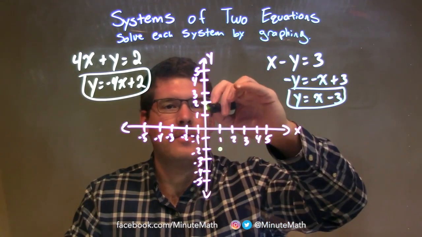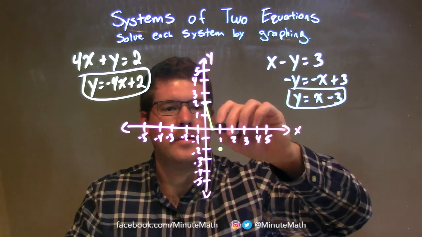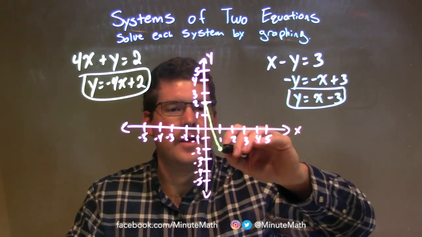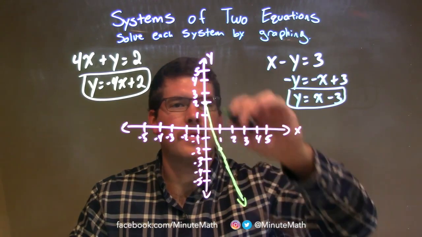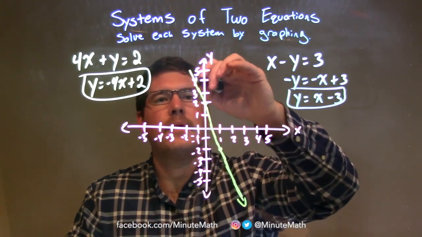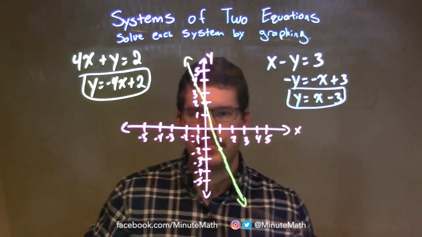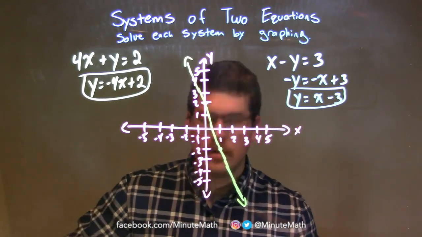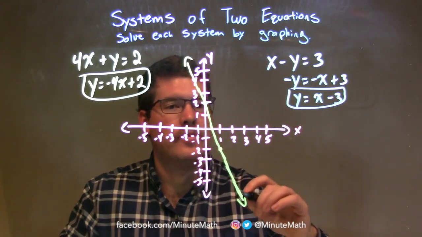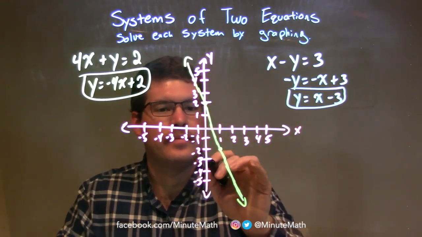Okay, so we have our graph right there. Okay, and it's going to continue down. So over here. Okay, it's going to go up. Left. There we go. All right. The other equation we have, y equals x minus 3. So we start with the negative 3, okay?